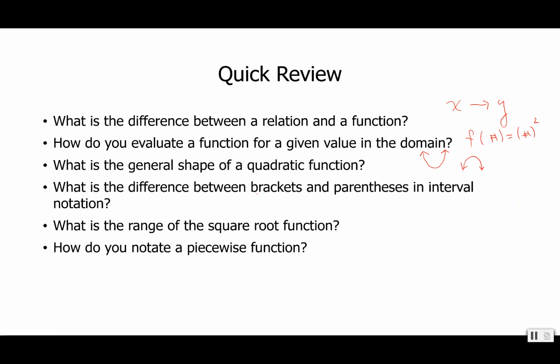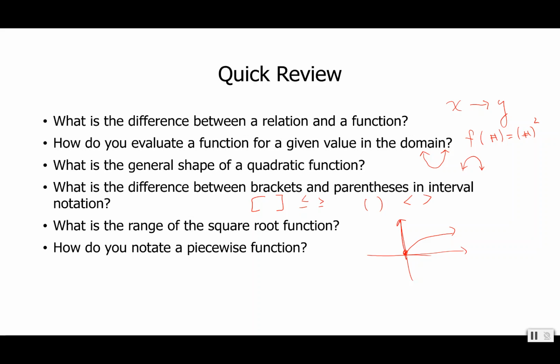What is the difference between brackets and parentheses? In interval notation, the brackets include the value. So it could be for less than or equal to or greater than or equal to. The parentheses do not include that endpoint. What is the range of a square root function? Remember, the domain is going to go from 0 to infinity. The range is going to go from 0 to infinity.